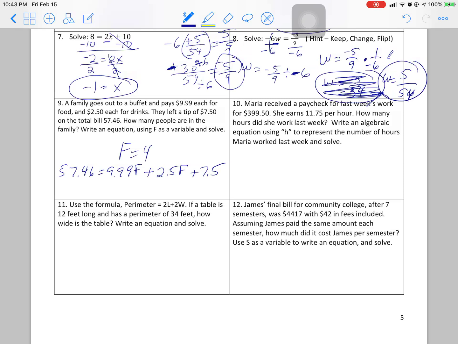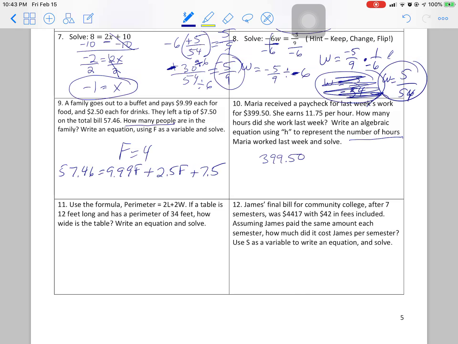All right, next one. Maria receives a paycheck for last week's work. She earns $11.75 an hour. How many hours did she work? Write an algebraic expression using H to represent the number of hours. Okay, this was how many people. This is number of hours that she worked last week.